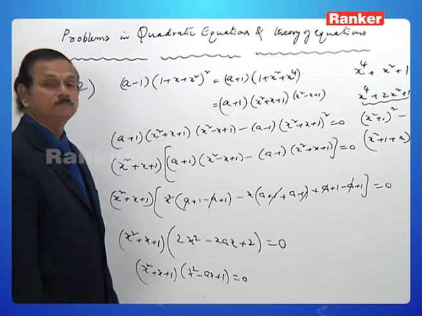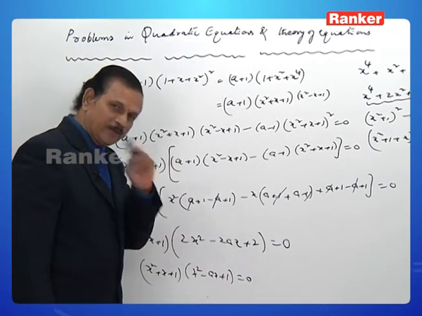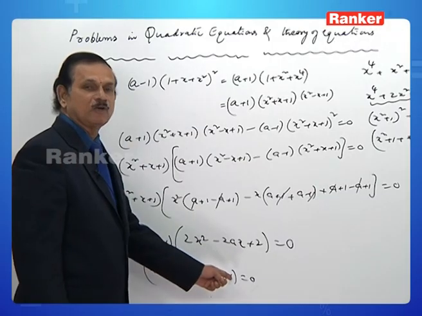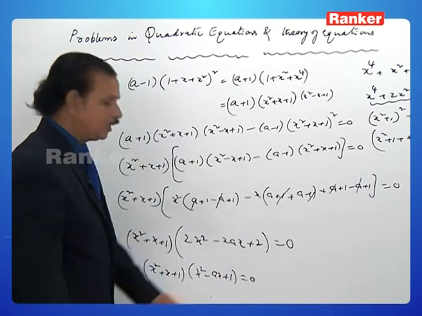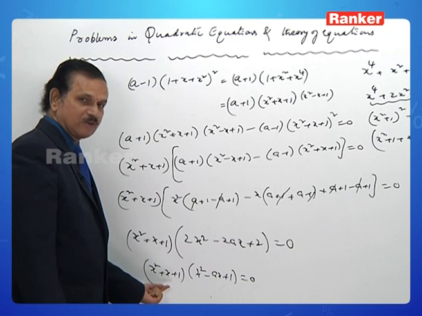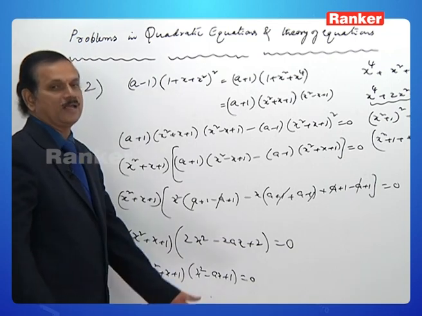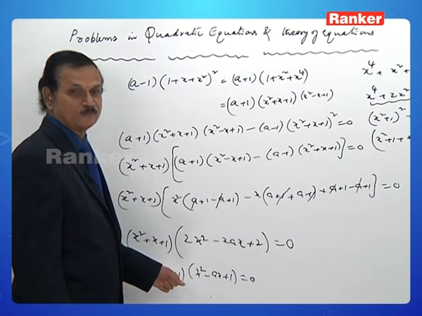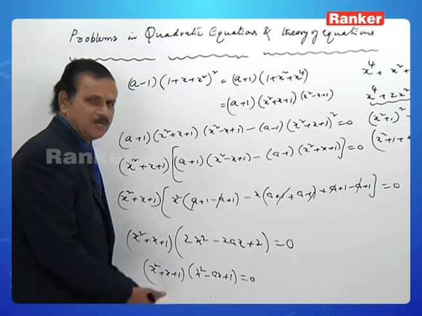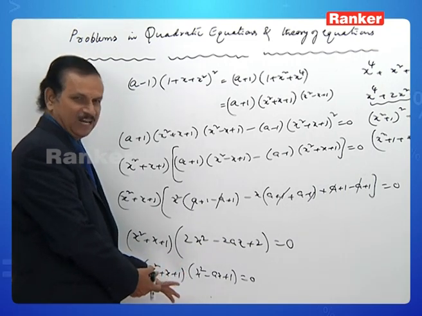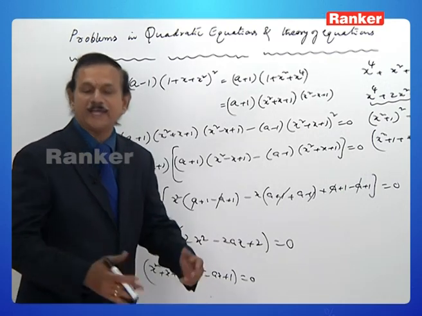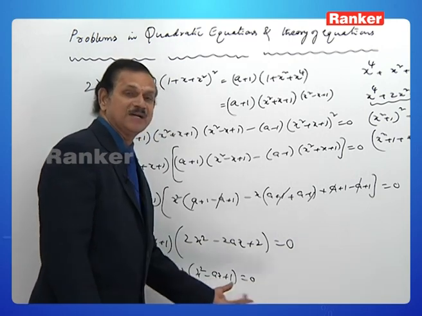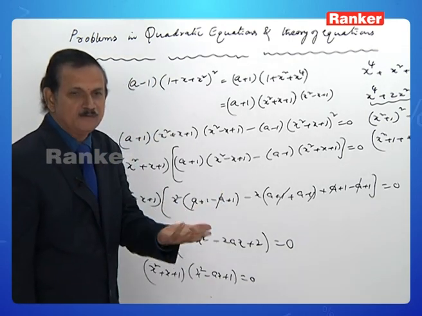From the last step, we see that this can be split into two equations. One is x square plus x plus 1 is equal to 0 and the other is x square minus ax plus 1 is equal to 0. We all know that the roots of x square plus x plus 1 is equal to 0 are purely imaginary. You can recollect that the roots of this are nothing but the complex cube roots of unity, that is omega and omega square. So they are absolutely complex numbers, that is not real, that is imaginary. So we need both the roots of the other equation to be complex numbers, that is imaginary.